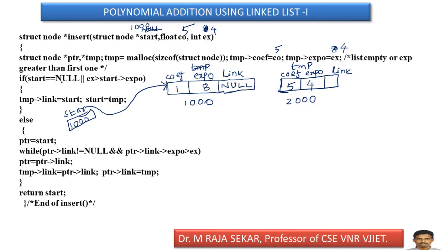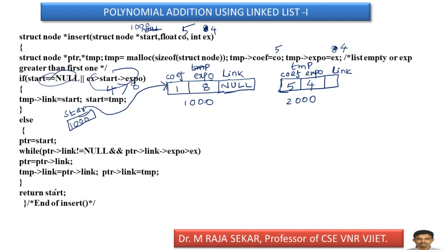If start equal to null, what is my start value? Start value is 1000. 1000 equal to null. This is logical OR. Logical OR means 1000 equal to null. Is it true? 1000 cannot be null. EX, what is my EX value? Your EX value is 4, is it greater than EXPO? What is my EXPO? 8. Is EX 4 greater than start->expo? What is my start? 1000. 1000's EXPO is 8. 4 greater than 8 is false. This one is false. This one is false. Again this one is also false.